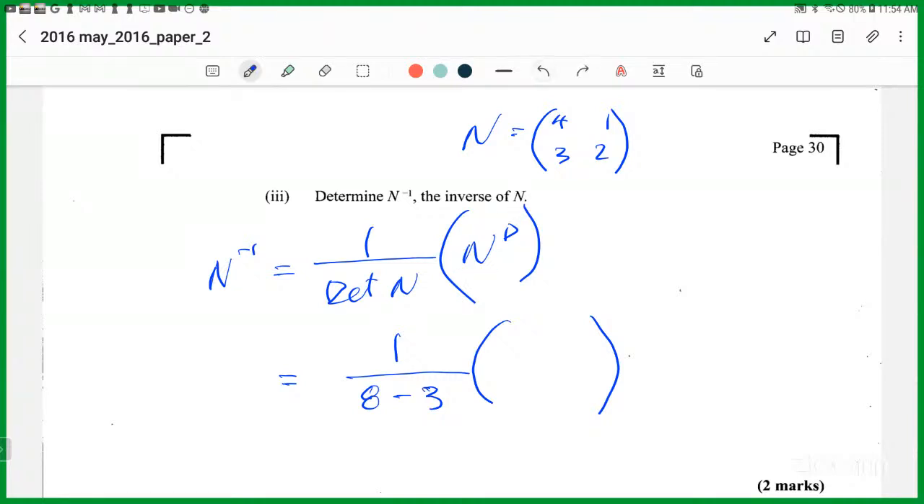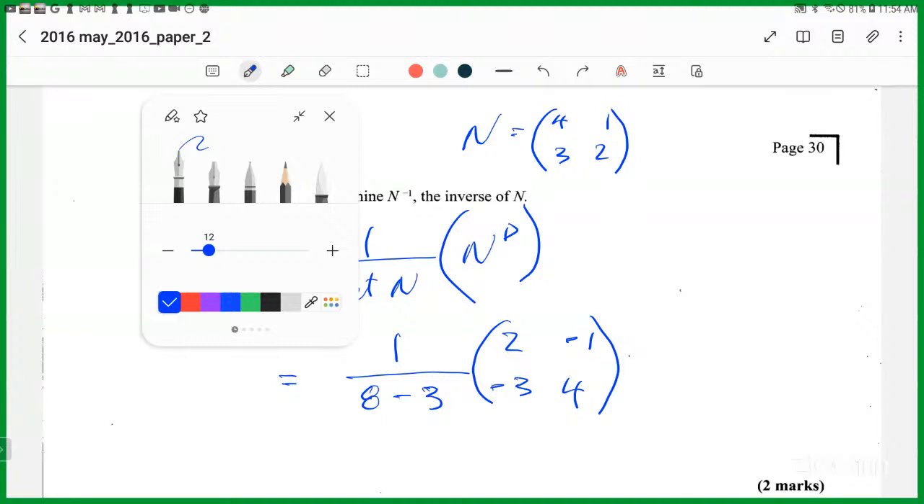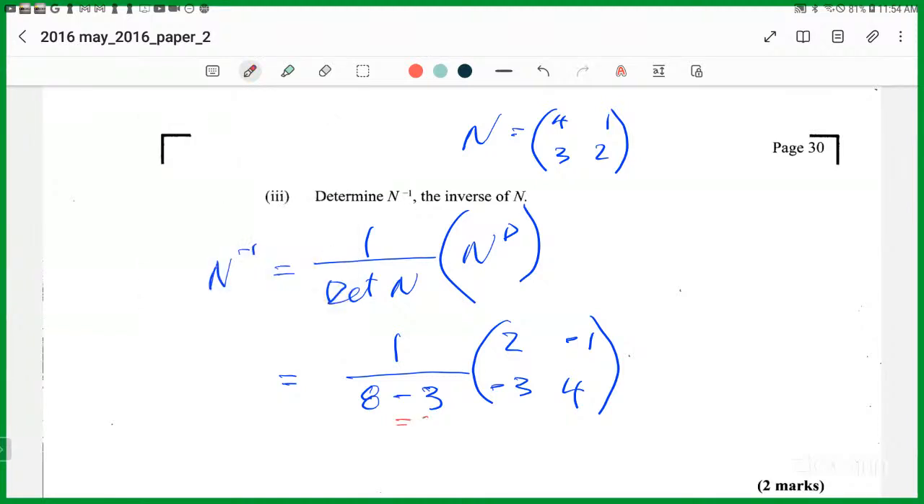To get the adjoint, we interchange those two: 4, 2 on the first diagonal, interchange them to 2, 4. We leave these two where they are and change the sign. So this one stays where it is and becomes negative, and this one also stays where it is and becomes negative as well. And this under here is just a 5. So the determinant is equal to 5.